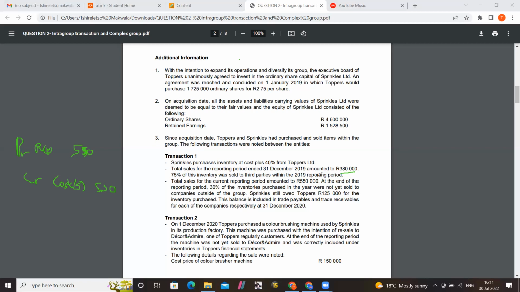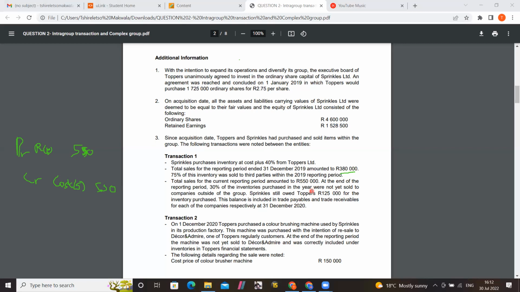Because this 550,000 is actually the cost plus the markup of 40%. It's the total sales, the sales that Topper made to Sprinkles. Because Topper sold to Sprinkles, he added this 40%. So if he added 40% here, we can start firstly by removing it here. So ignore that amount that I just did.